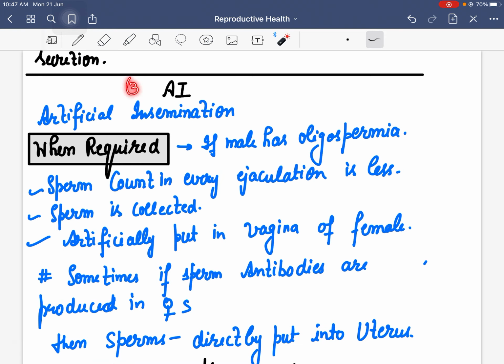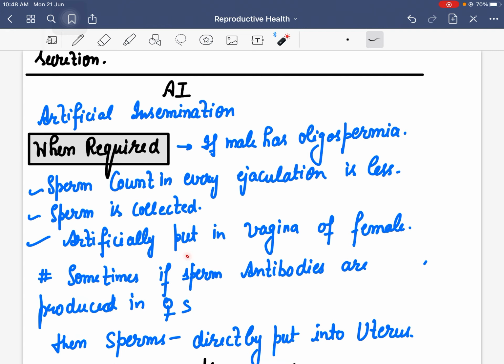Then the next one is artificial insemination. Now look at the words: artificial insemination, right. Insemination means depositing something. So if the male has oligospermia, the male is able to produce very few sperms. Sperm count in every ejaculation is very low. So what does a doctor prefer? The sperms are collected and artificially put into the vagina of the female. That means sperms are collected from the father himself and put into the mother's vagina.